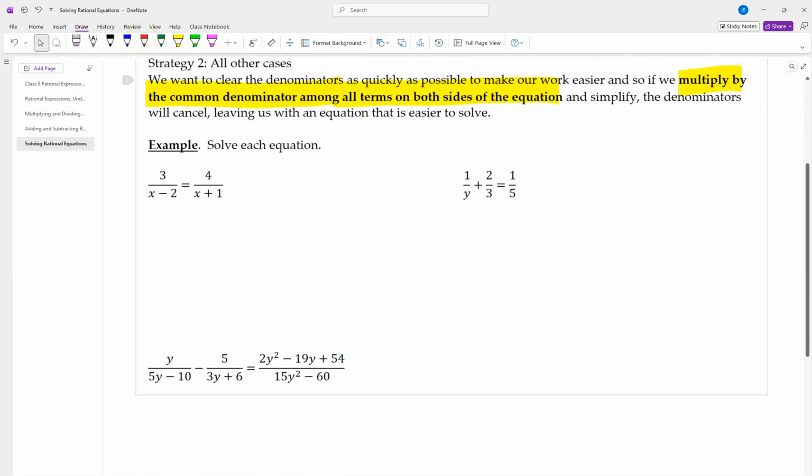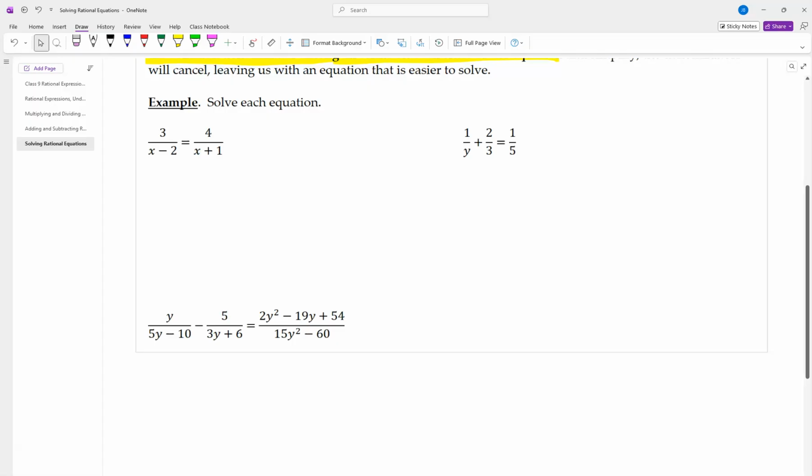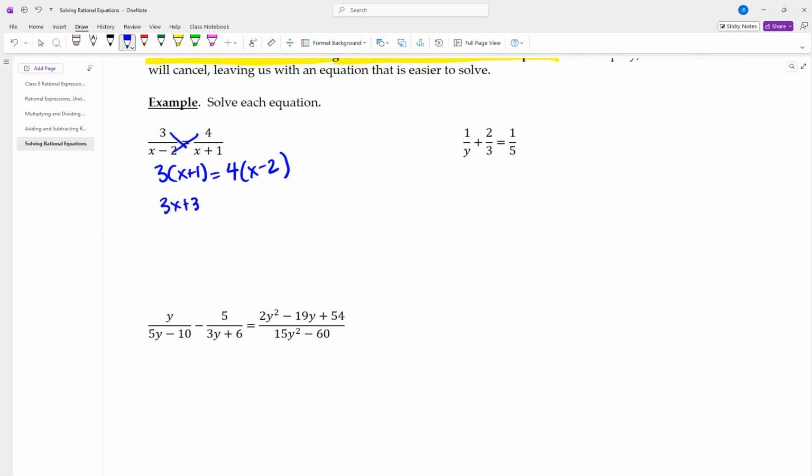We're going to solve three equations together. First one, this is the fraction equals fraction case, so I can do cross product. So I can do 3 times x plus 1 is equal to 4 times x minus 2. And then so 3x plus 3. We're good at solving these things.